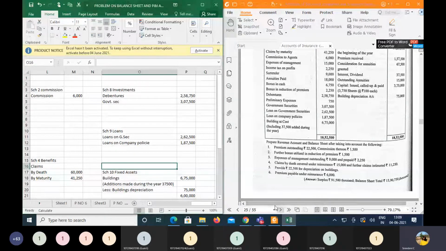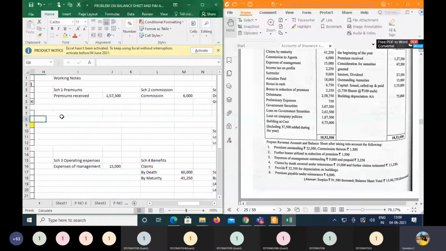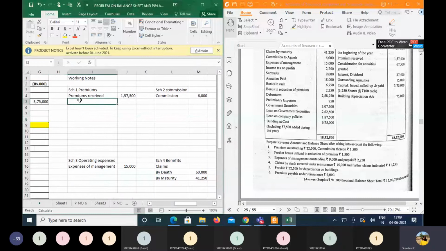Now I'm moving to the adjustments. So the first adjustment here is the premiums which are outstanding. So premium is always an income to the company. So therefore, if there is any outstanding premium, first we are supposed to add it to the concerned income. So add to the premiums here, that is, add outstanding premium, and the amount of the premium which is outstanding is 22,500. So therefore the total is going to be changed. We'll do the totals later.